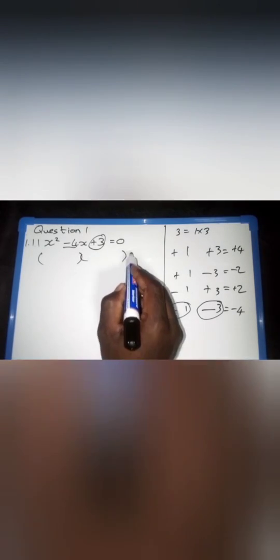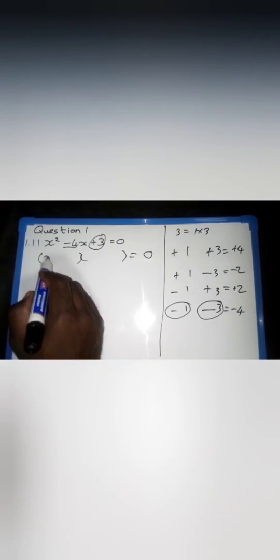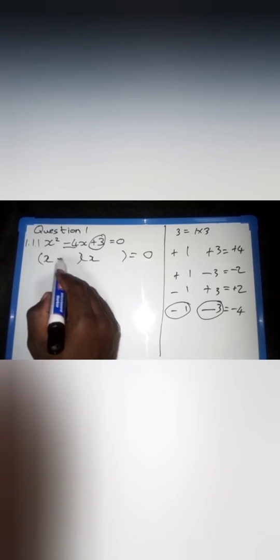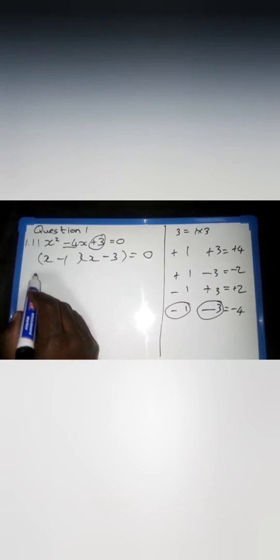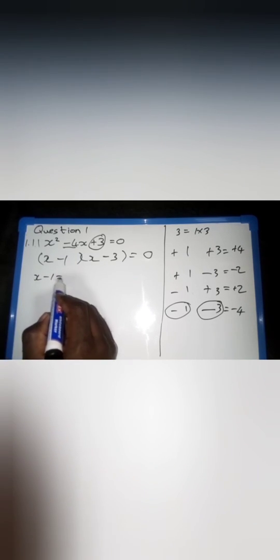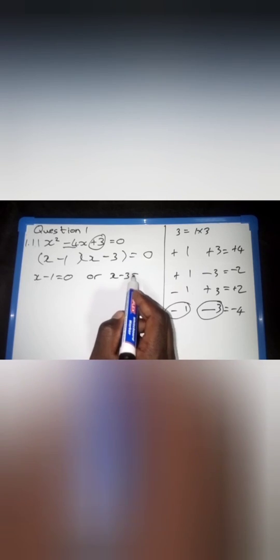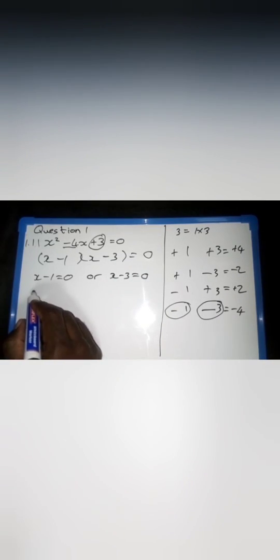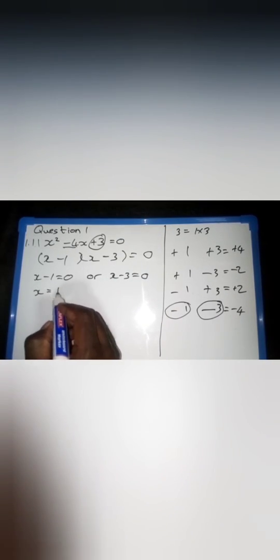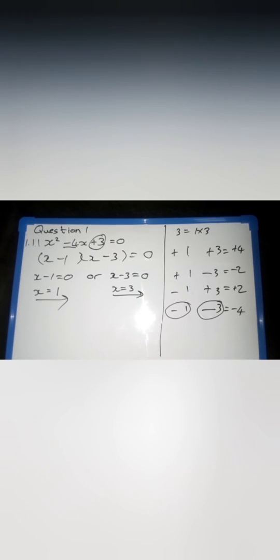So you open your bracket, put x here, and then negative 1 minus 3 is equal to 0. So you'll have x minus 1 is equal to 0, or x minus 3 is equal to 0. So x is equal to 1, or x is equal to 3. So these are our solutions for this one.